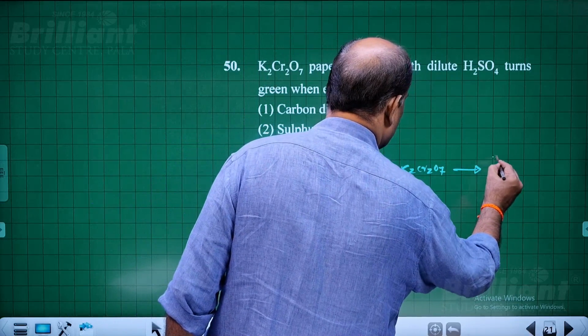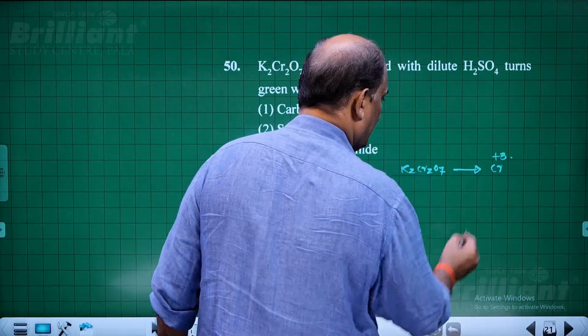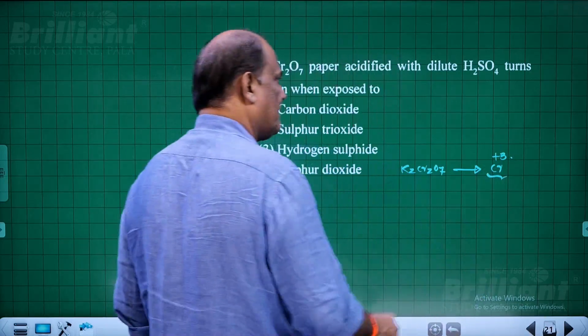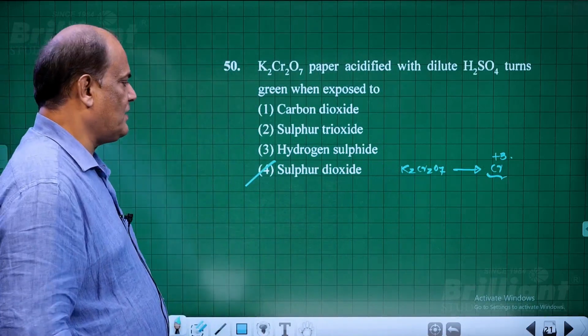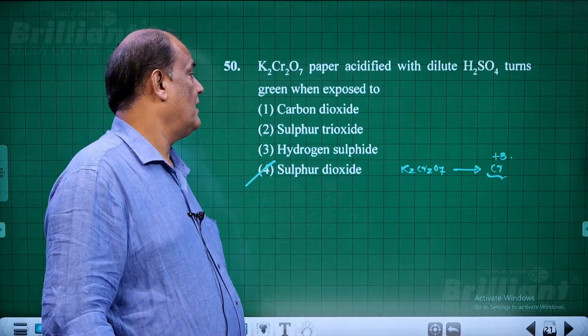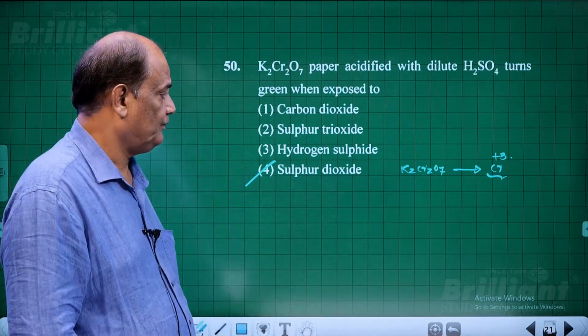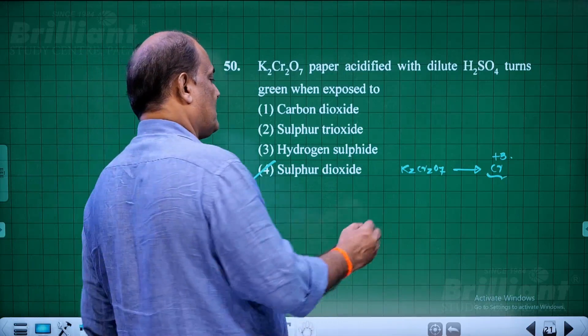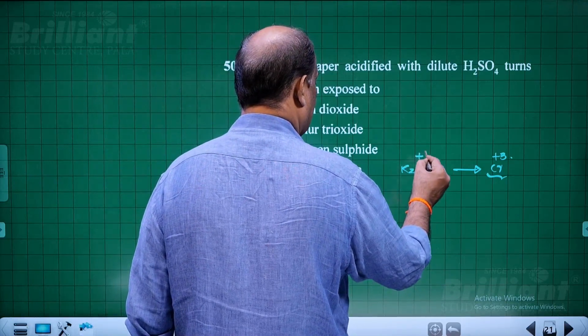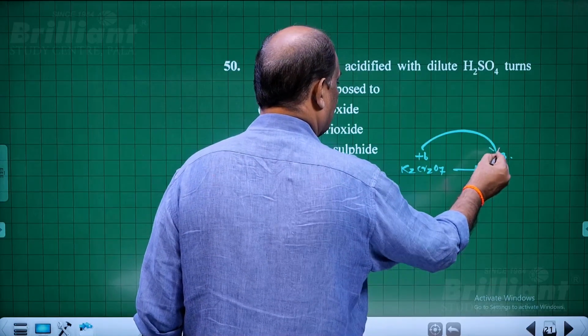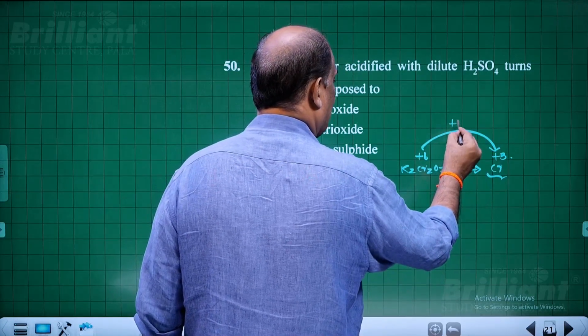This is Cr plus 3. This is the green color, chromium. So that's why it is sulfur dioxide only, because sulfur dioxide acts as a reducing agent. This is the plus 12, this is the minus 14, 12, again plus 6 to plus 3. This is the plus 3 electron.